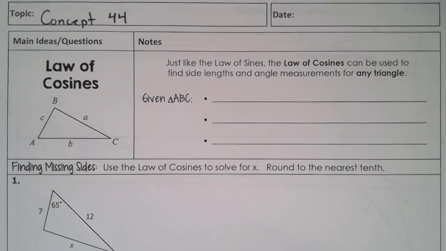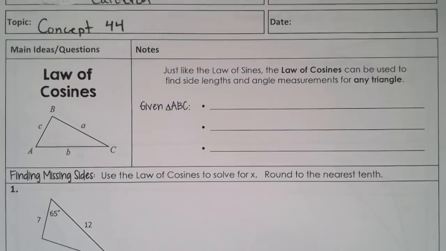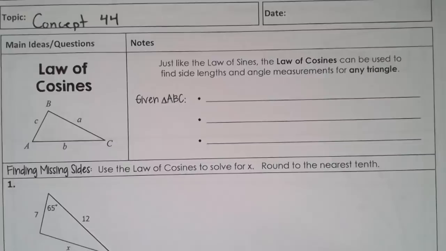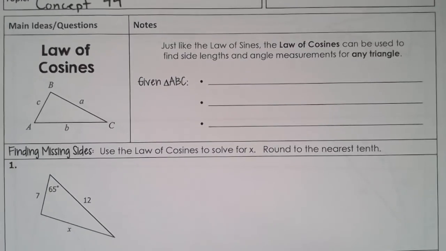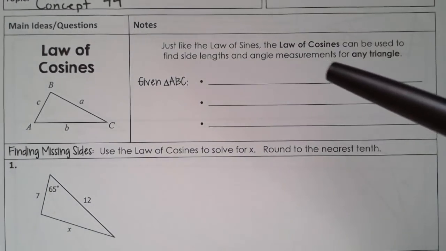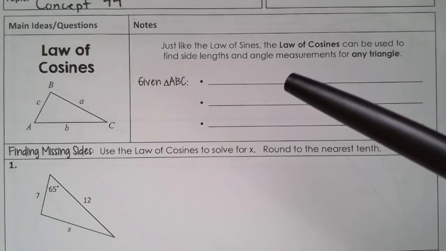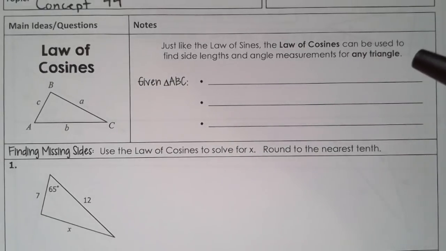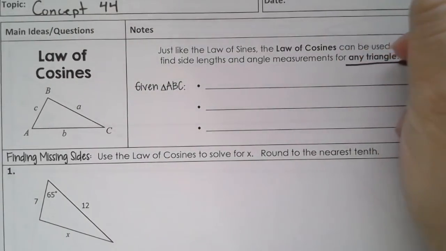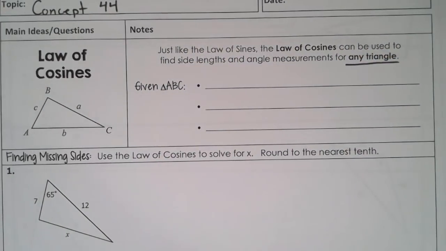Okay guys, this is concept 44. Be sure to write it on top where the topic box is and write your name. Okay. So law of cosines, just like the law of sines, the law of cosines can be used to find side lengths and angle measurements for any triangle. Underline any triangle. And then here are what the formulas are.